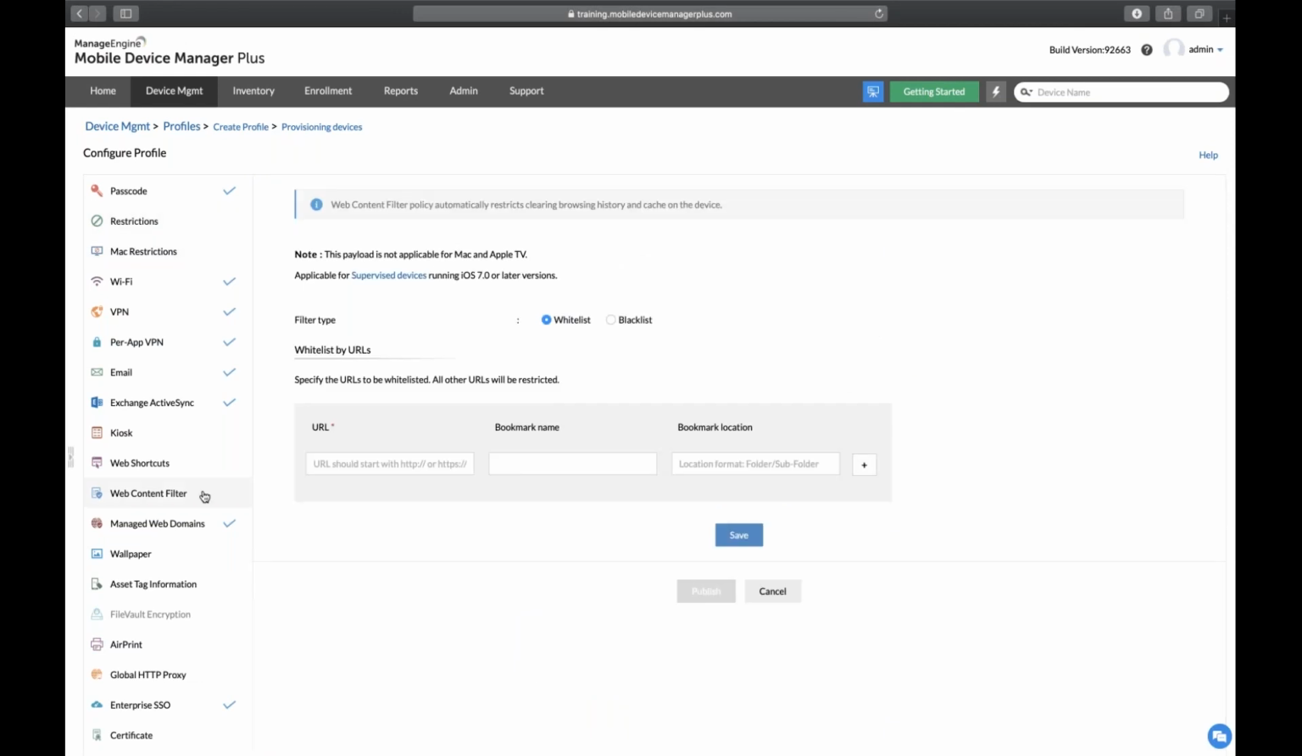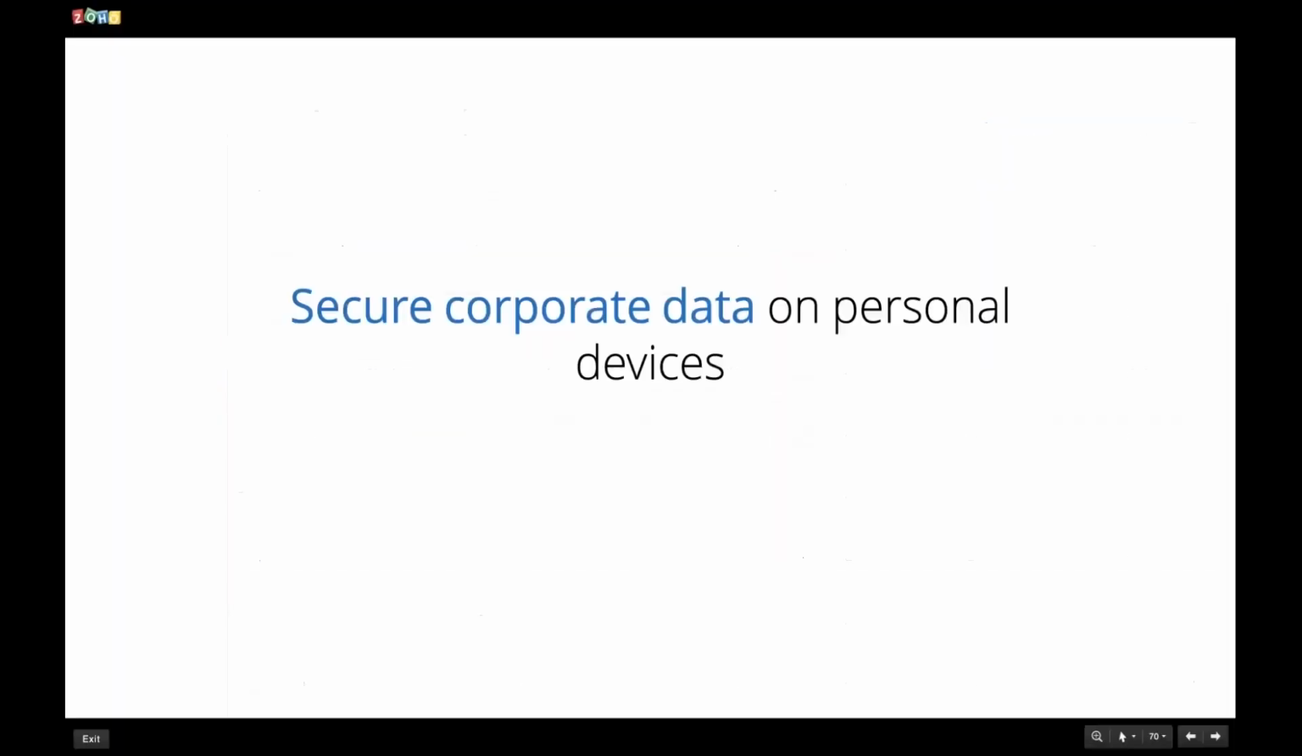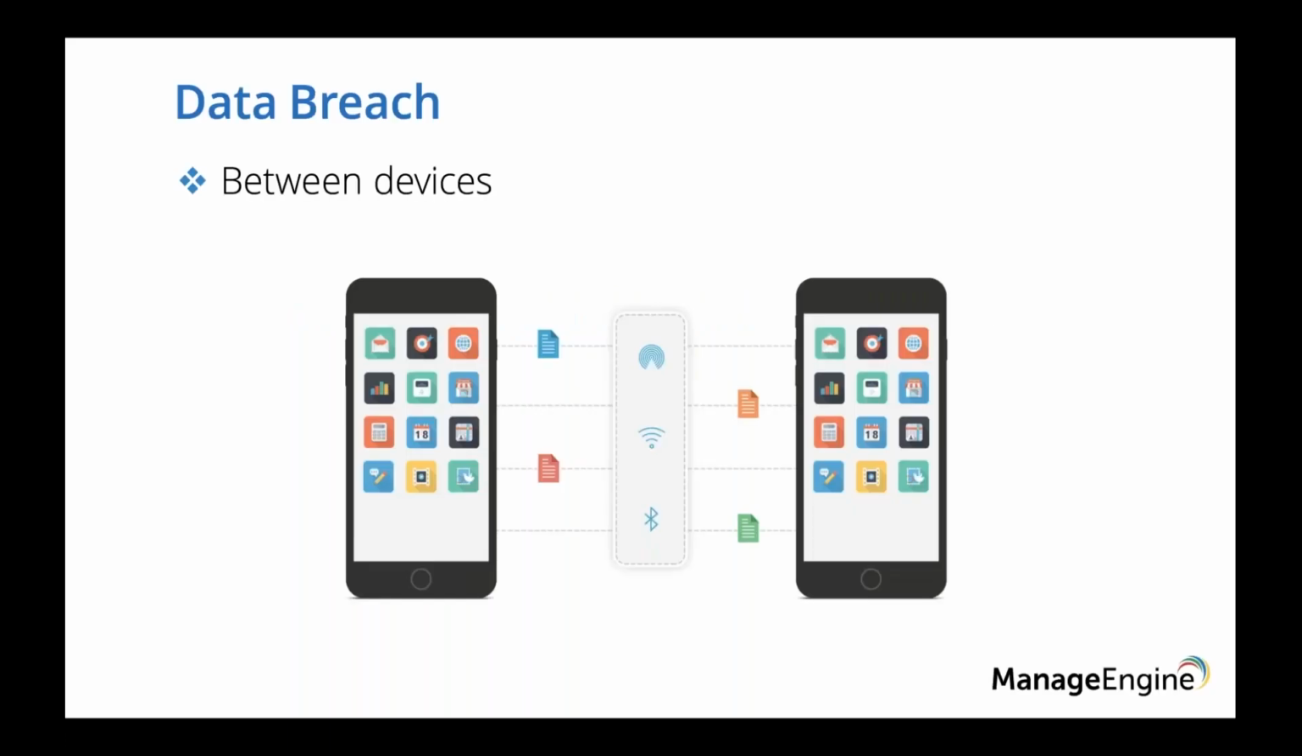So now we have talked a lot about enrolling devices and then pushing out basic configurations to your devices. But we are doing each and every one of these steps that I've just mentioned in order to secure the corporate data mainly on your personal devices. So when it comes to enrolling your personal devices, as I mentioned before, there are a lot of scenarios wherein your data can be breached.